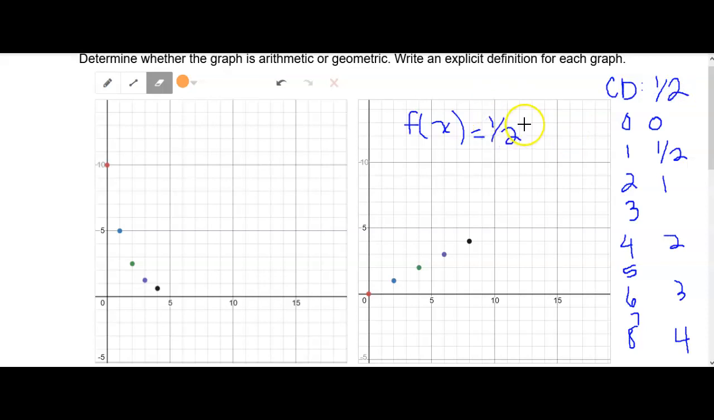Remember, it's like y equals mx plus b, and the m is the same thing as your common difference. So 1/2 x, and then we have to figure out what's our 0 term. Well, if we turn these into ordered pairs, you can see that that 0 term right there is just 0. So you can either leave it like this, or you can put that plus 0 at the end.